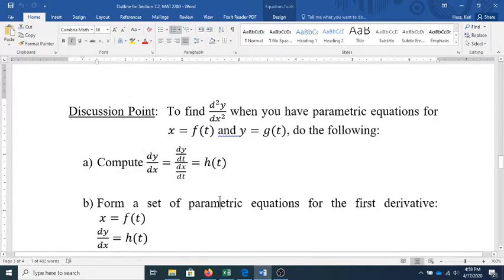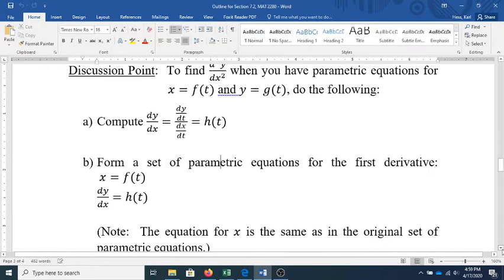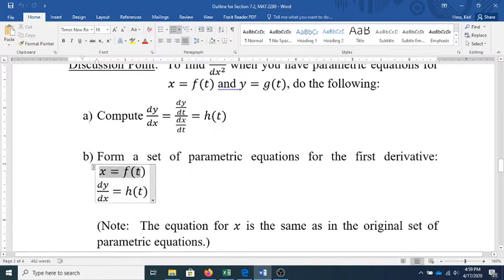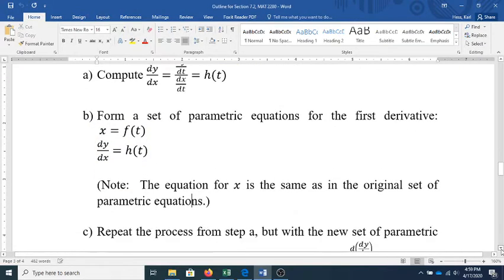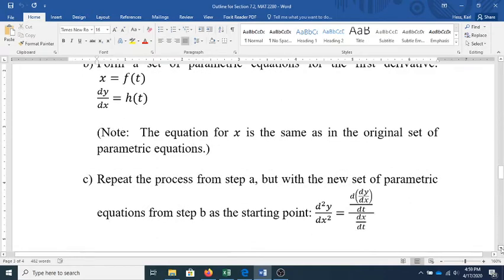Then to get parametric equations for that first derivative, we recycle the x equation from the original function, but we let the new equation we just constructed for dy/dx replace the y part. Now, if I want to get the second derivative, I just repeat what I did to get the first derivative. I take the derivative of the new y part and divide it by the derivative of the x part.